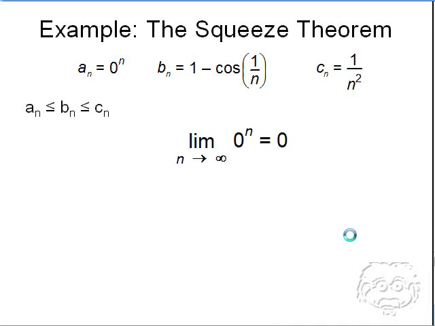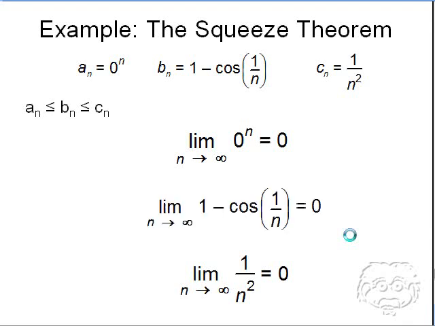and we know that the limit of 0 to the nth power is 0, and the limit of 1 divided by n to the second power is 0, so that means the limit of b is going to be squeezed between a and c, and it will also have a limit of 0. And that's how you can apply the squeeze theorem.